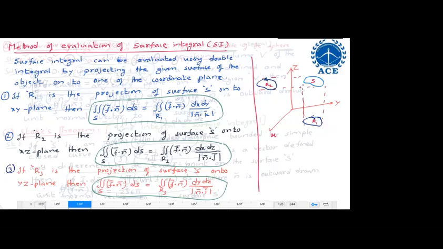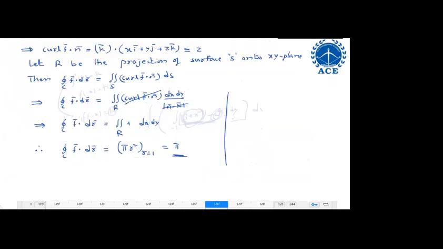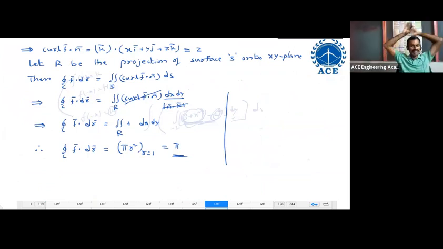Okay, sir. And one more doubt, sir. Sir, open surface and plane both are same, sir? Surface means that may be curved surface or plane surface only.